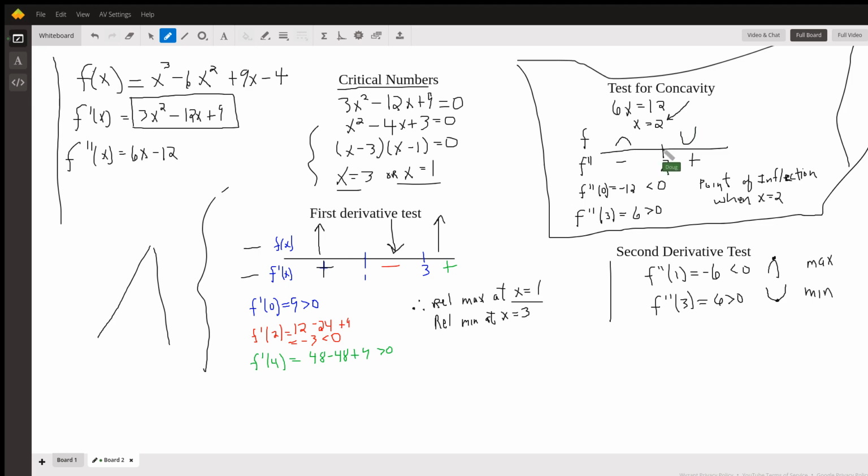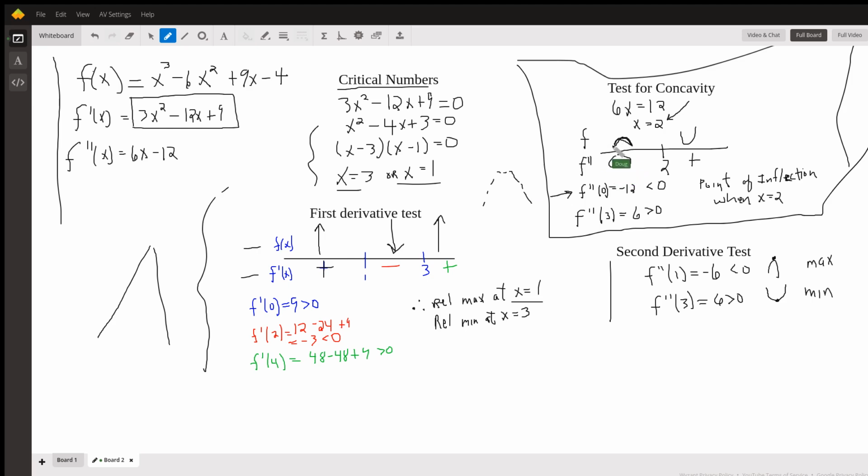But if you apply the same idea, put a little 2 on the number line, the sign of f double prime to the left of 2 is negative. I tried f double prime of 0, got negative. And when the second derivative is negative, that means the tangent lines are decreasing in slope, so the original function is concave downward. And I like to think of that as a frown.